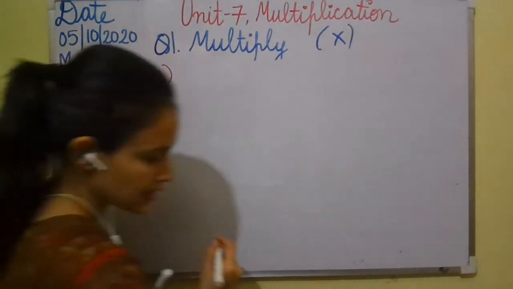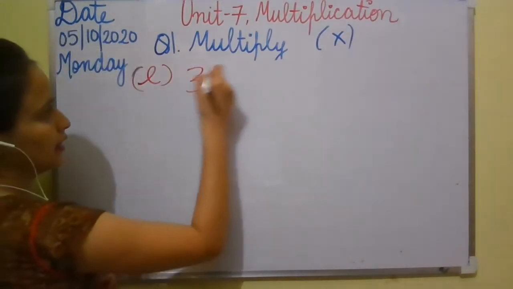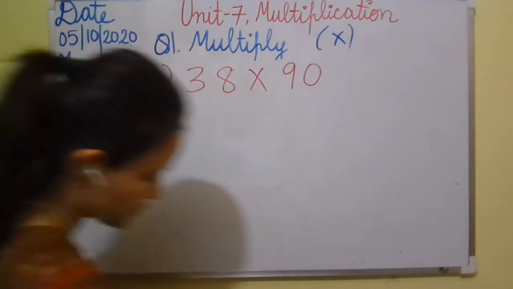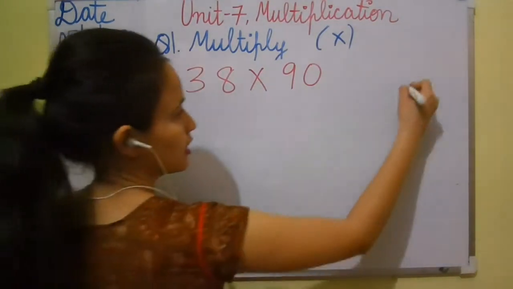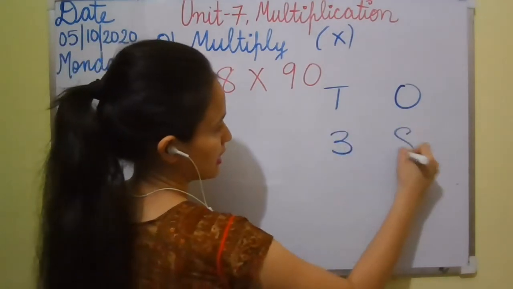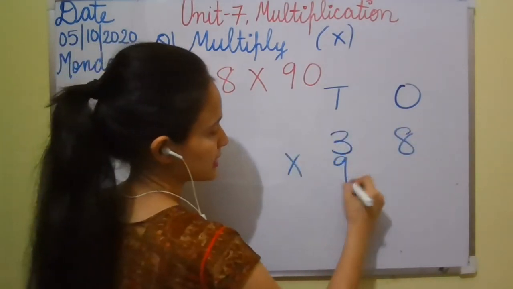Now next is 38 multiplied by 90. Okay. So first we are going to arrange both the numbers, ones and tens. Now 38 multiplied by 90.